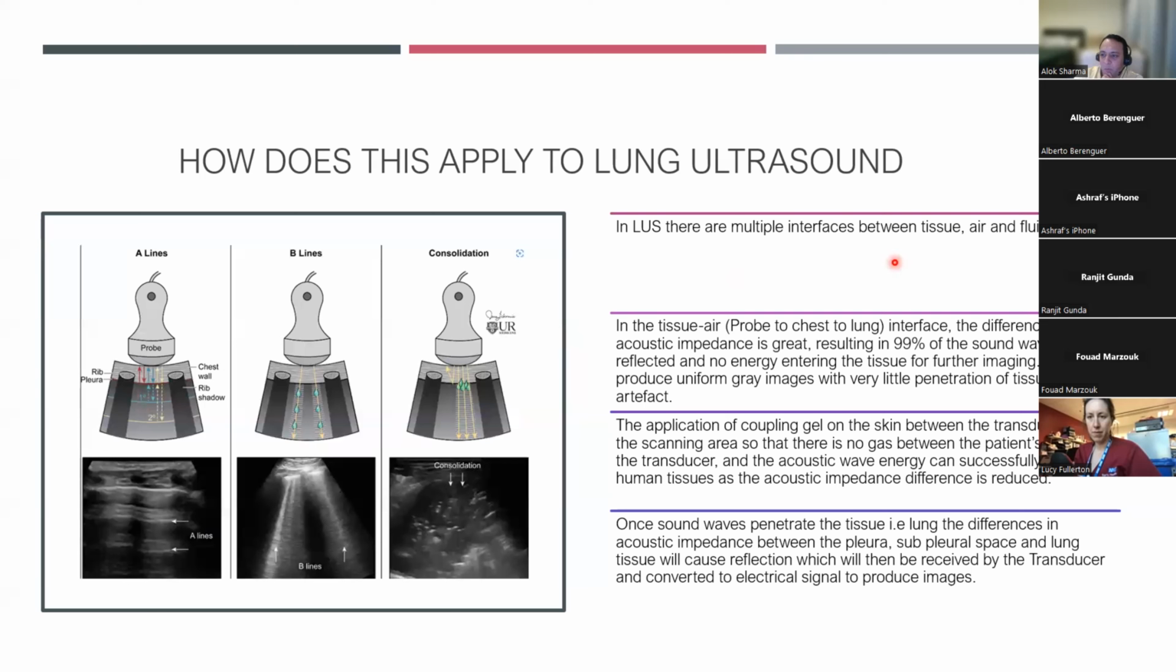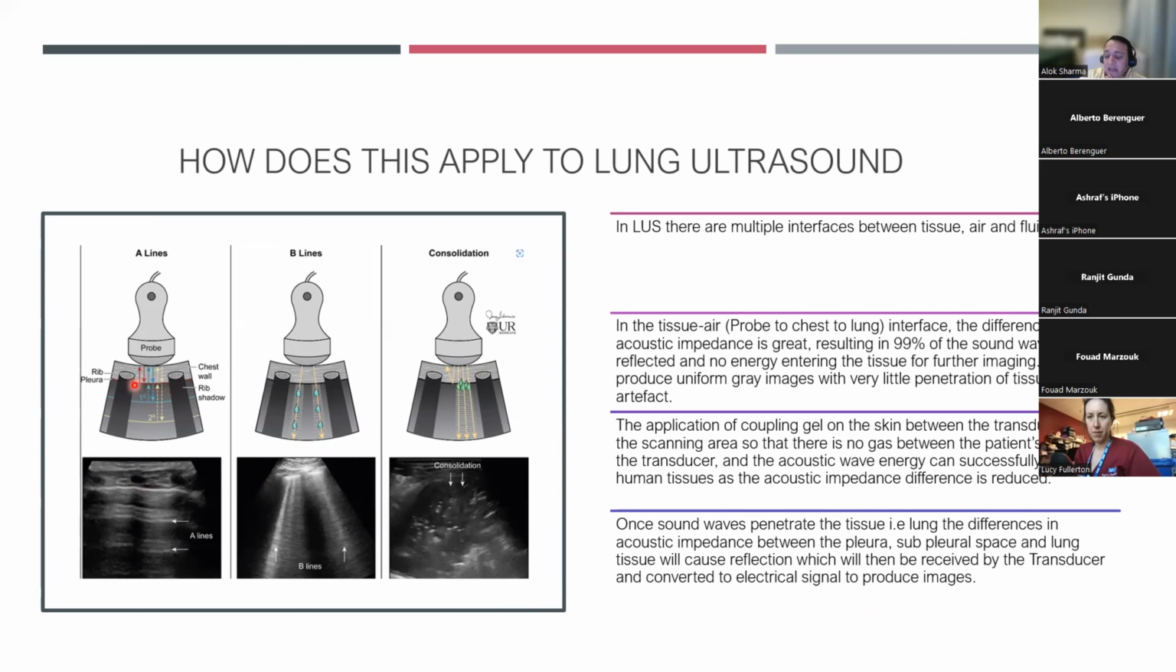But really, if you use a probe and you don't put any gel, there's going to be an air interface, and sound waves are not going to penetrate. So your image quality is going to be very poor. But when you put gel there, the sound waves penetrate and interact with the tissues. That is the reason we put gel in: we want to decrease the difference in acoustic impedance between the probe and these tissues to allow sound waves to enter into the tissues.